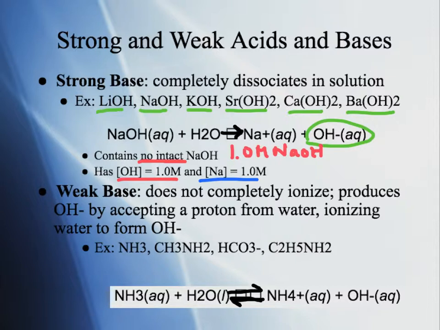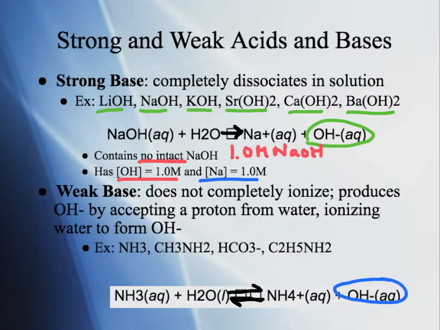Now, a weak base, just like a weak acid, does not completely ionize or dissociate. It produces hydroxide ions by accepting a proton from water, therefore ionizing water to form OH. So basically it's breaking apart a water molecule and taking a hydrogen for itself, so that all that's left of the water molecule is this OH minus ion. Weak bases for the most part do that, versus the strong bases, which actually have the hydroxide ion within the molecule.